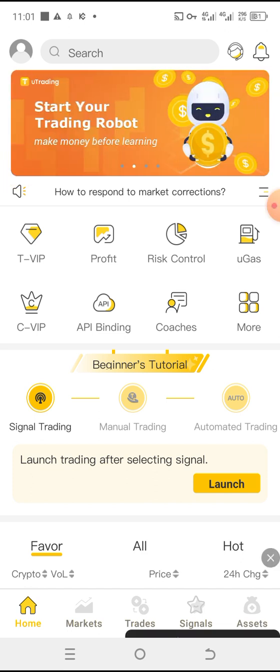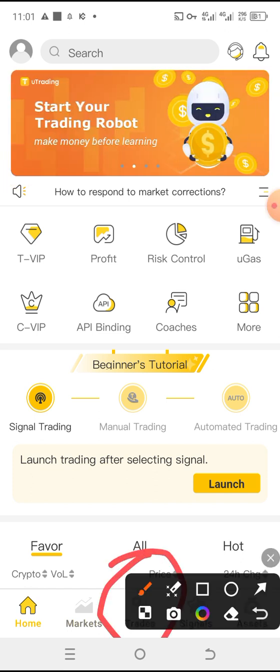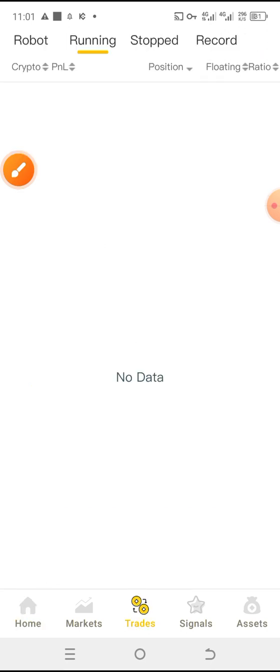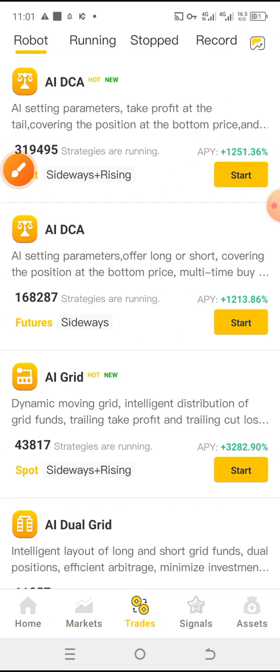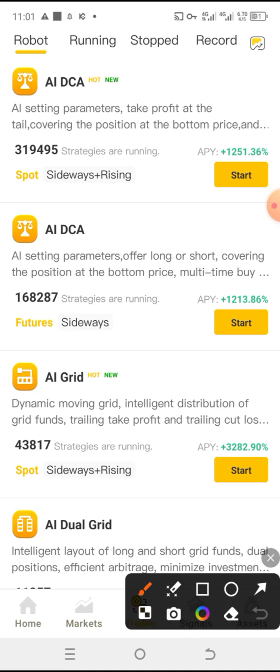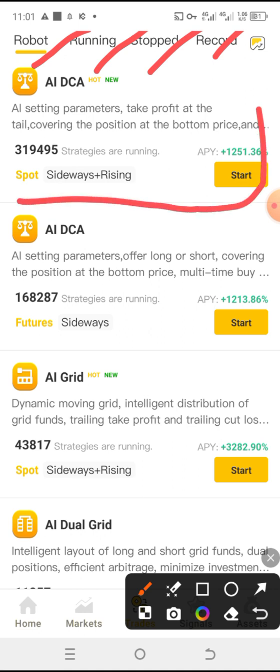To get there, all you need to do is click on trade down here, and when you click on trade, it takes you here. So you can just go left, right. This is robot. This is the running trade. This is the trade that has stopped, and this is the records of the trade. So we'll be talking about the first one here today, which is AIDCA.